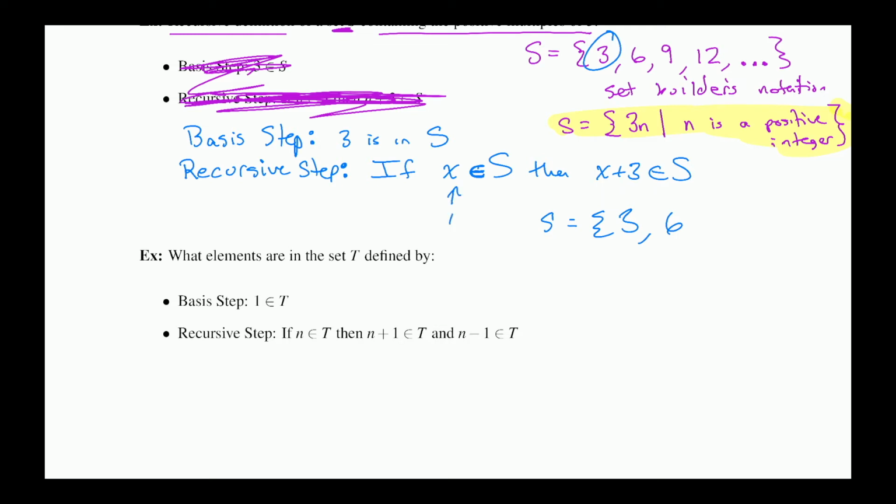But if you put a 6 in there, if 6 is in S, then 6 plus 3 must be in S. So that's a 9. 6 plus 3 is 9. And so on, right? Every time you get something new, you can take that something new and put it right there, for both of the X's. And 9 is in S, so 9 plus 3 is in S. So you get 12, right? So you keep applying this rule repeatedly, and that's how you're going to get everything that's in the set S. Okay?